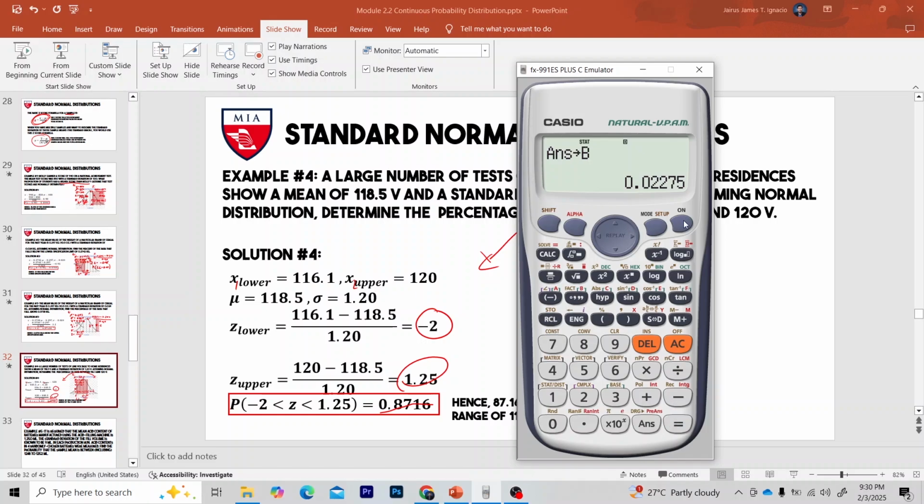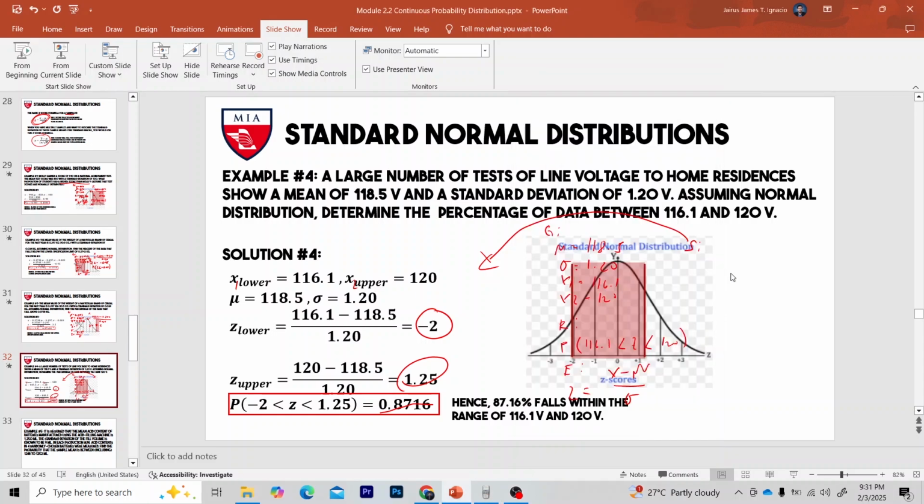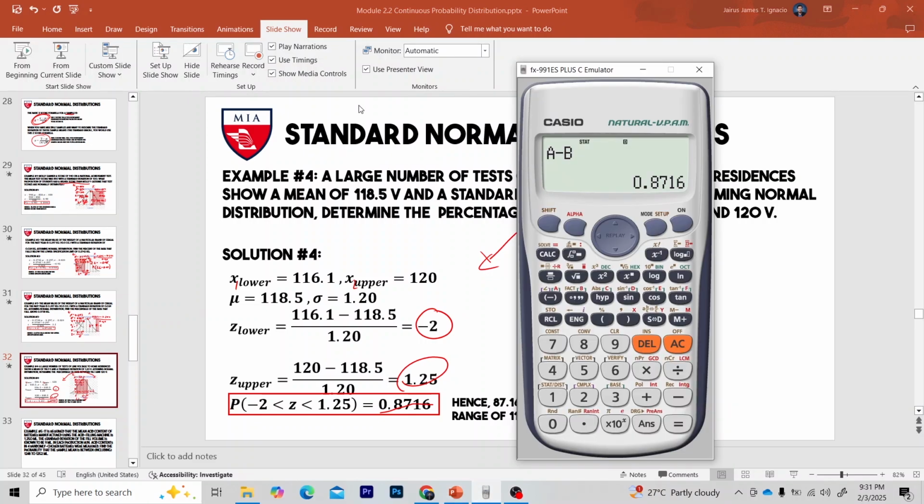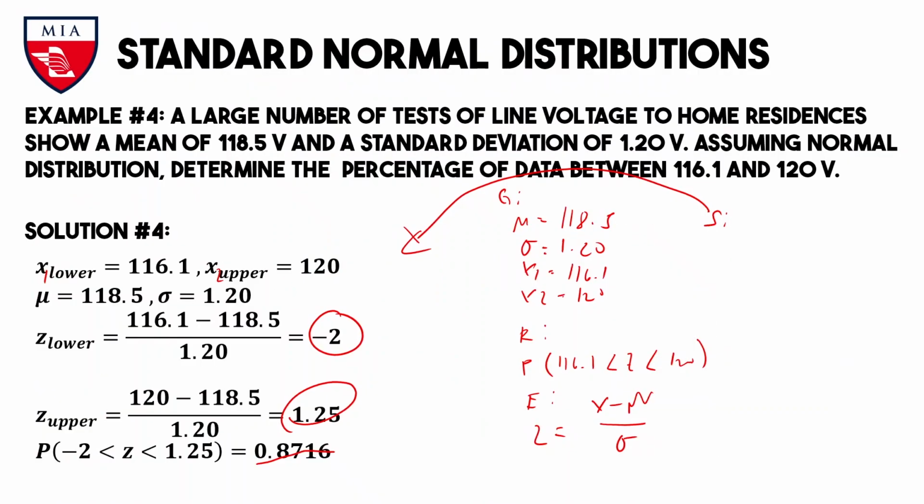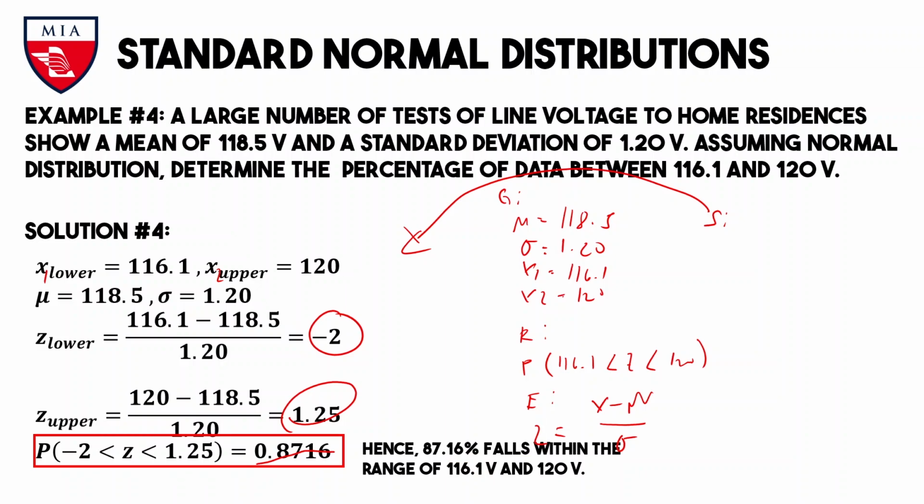So the next step is we need to what? Subtract the values. So we have A minus B is equal to 0.8716. So that's how simple it is to solve this problem. We just need to subtract the values. Hence, 87.16% falls within the range of 116.1 and 120 volts.